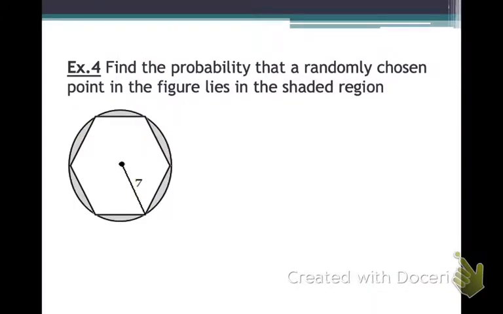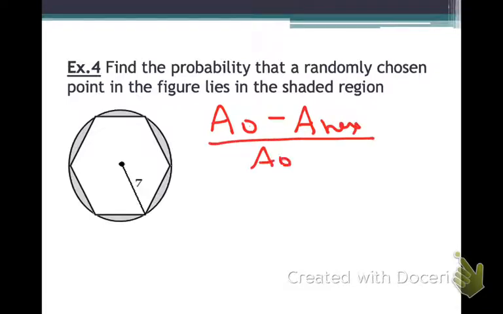All right, find the probability that a randomly chosen point is in the shaded region. Now you're going to know the shaded region is just those little edges of the circle. So we have to find the area of that because that's where I want to lie. So we're going to take the area of the circle and subtract the area of the hexagon. And we'll divide that by the area of the circle.